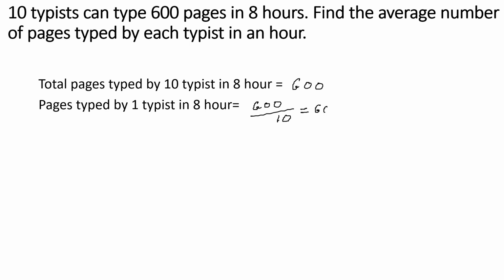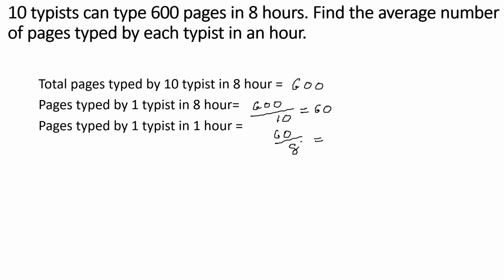that is 60 pages. Now pages typed by one typist in 1 hour. So this 60 is for 8 hours. So for 1 hour it will be 60 divided by 8. So 60 divided by 8 is equal to 7.5 pages. So pages typed by one typist in 1 hour will be 7.5.